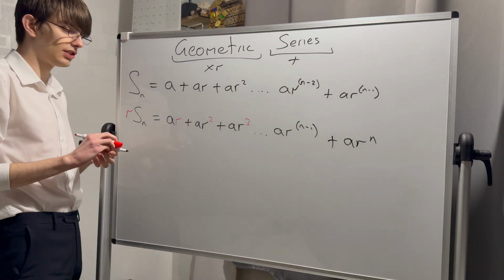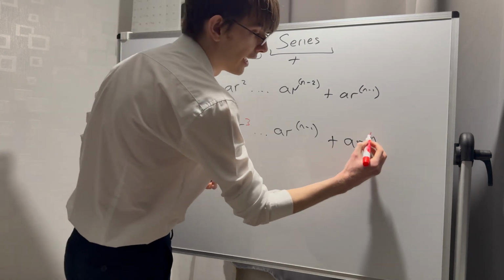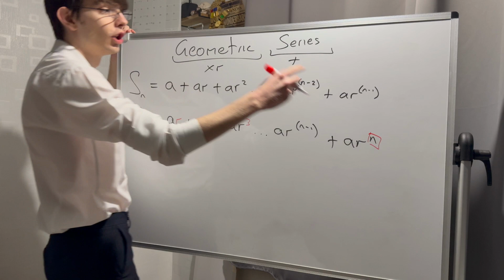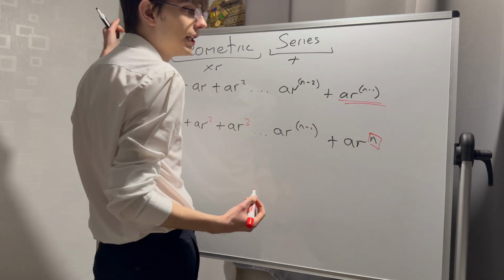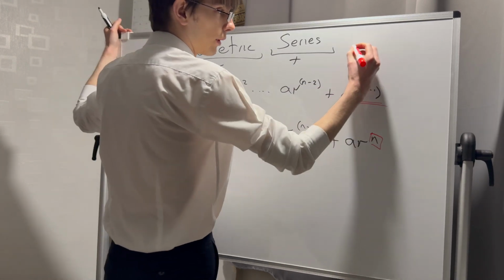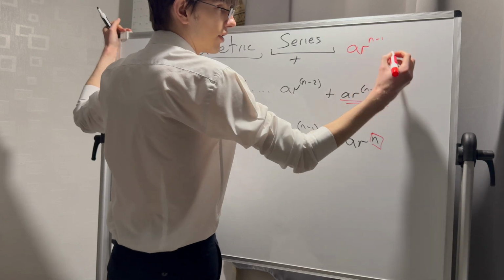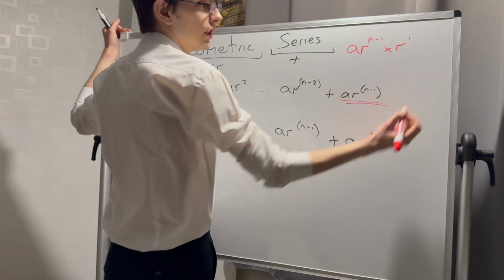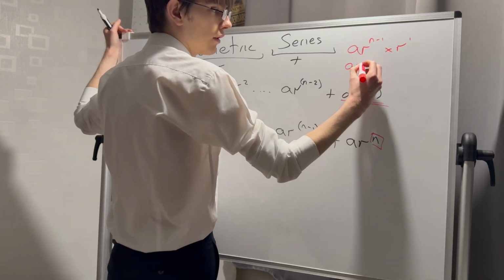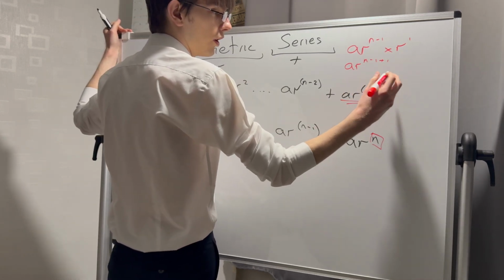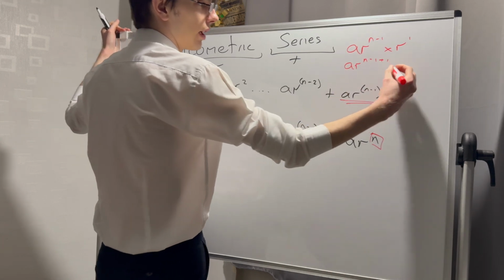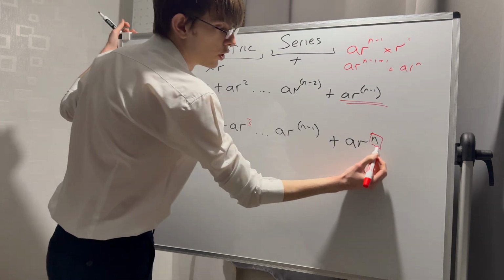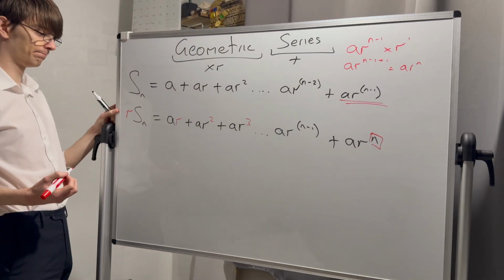And in this case, I do have an ar to the n because I'm multiplying everything by r. So when I multiply this last term here by r, well, if you want a quick proof, ar to the n minus 1 times r, I'm combining the powers, that's r to the 1, ar to the n minus 1 plus 1, minus 1 plus 1 cancels, and I end up with ar to the n. So now I've multiplied through by r, I do end up with just a power of n.